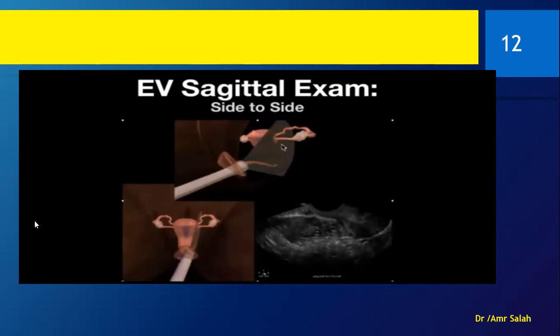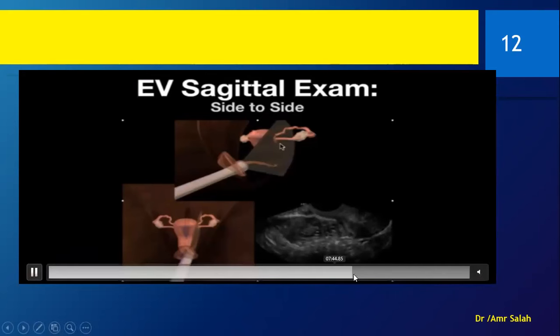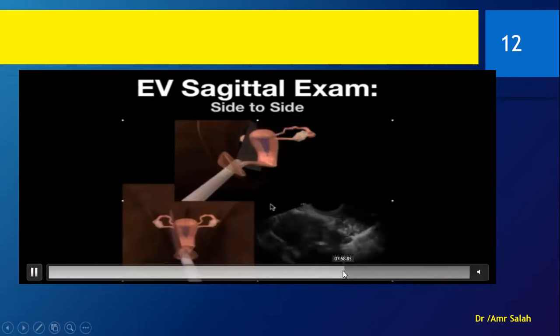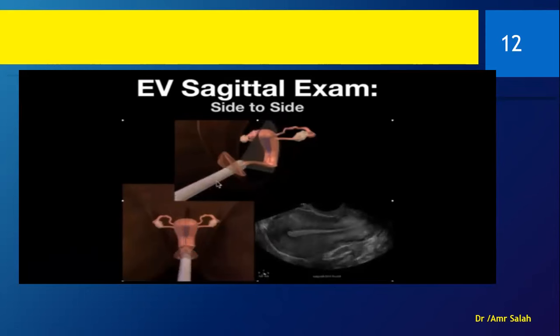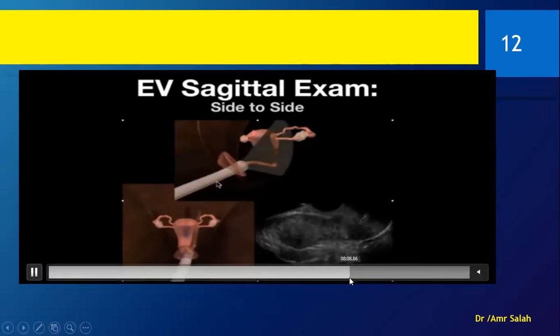Now when I move the probe towards the patient's feet, the handle of the probe towards, let's say, the right feet, its head, my view would be to the contralateral ovary. Let's see it real time. It's moving the probe from side to side. Voila. The probe and the handle is towards the left, so that its head points towards the right ovary. And vice versa.